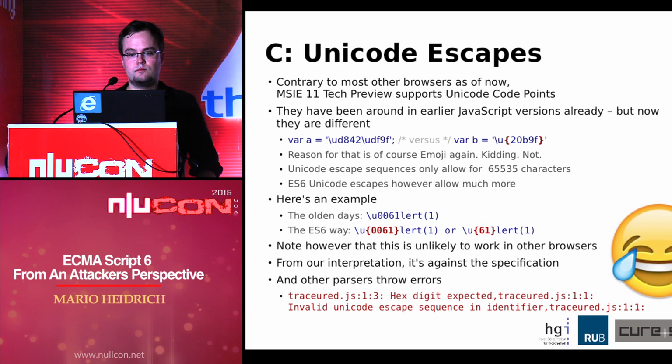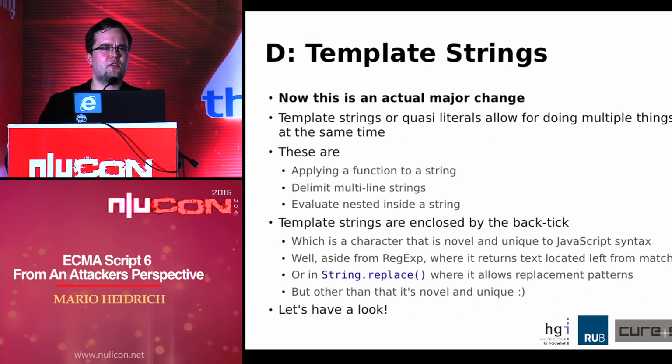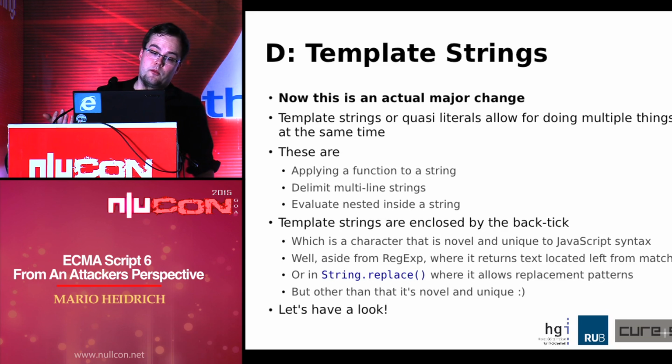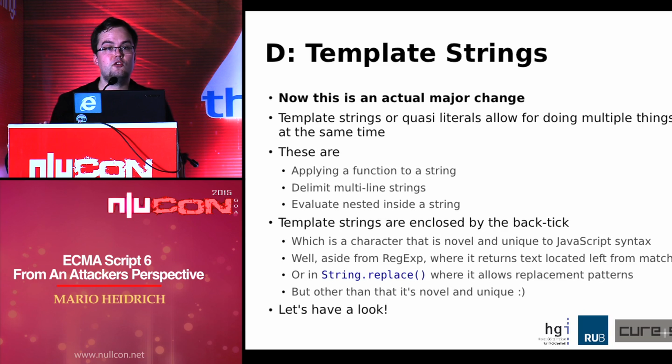We don't know yet. And now there's an actual major change, because the things that we saw so far are kind of small and not so powerful. Yes, powerful, but not overly interesting. But the really interesting thing is templating strings. Oh my god, they are so good. This is a major change. Templating strings, or quasi-literals, or multi-line strings, because they all do the same thing and they kind of all have different names, give developers and attackers completely new syntax to execute code, entirely new syntax.